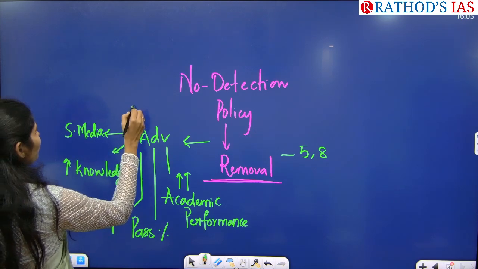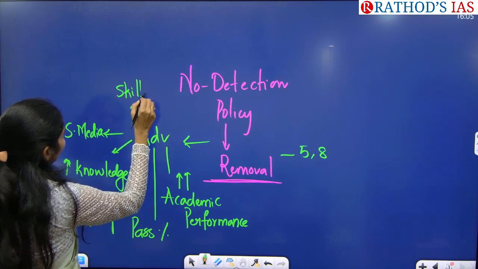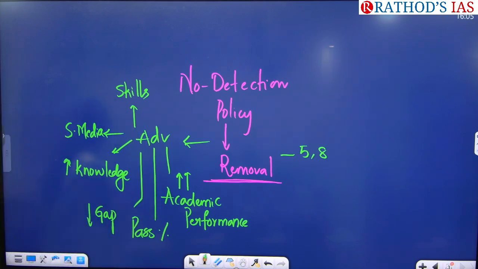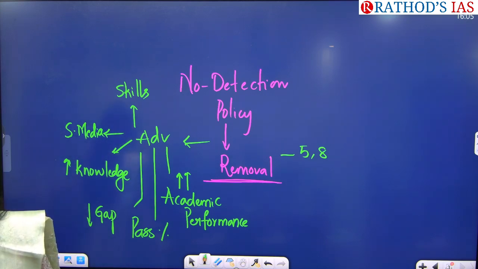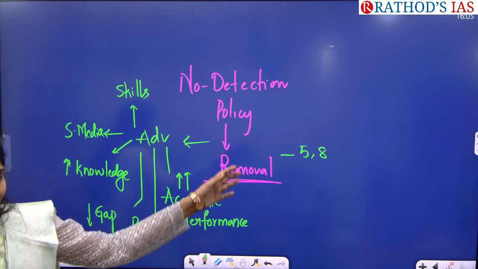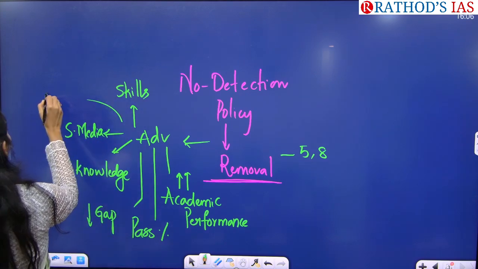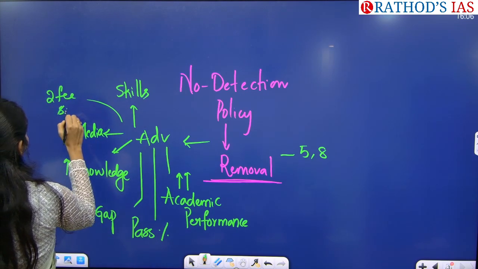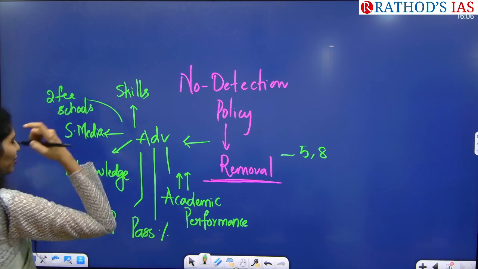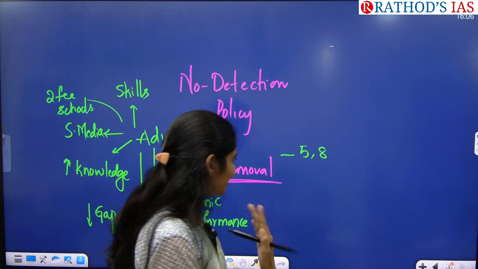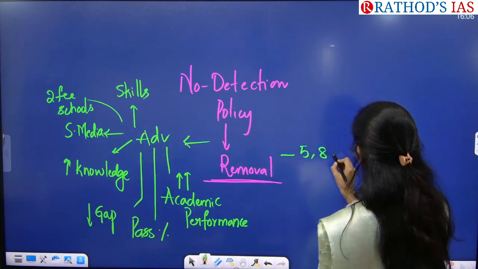Next, what happens? Okay, schools will focus on skills. Next, fee. Why fee? What happens with fee? That will come as a disadvantage, no? How will it? Okay, double fee for schools. Okay, I'm thinking from the parents' point of view. They have to pay twice. Then how will it be an advantage? Okay, so now tell me the disadvantages.